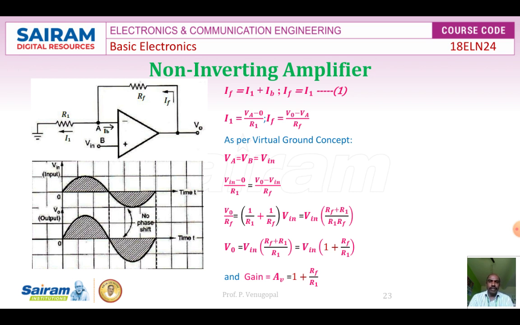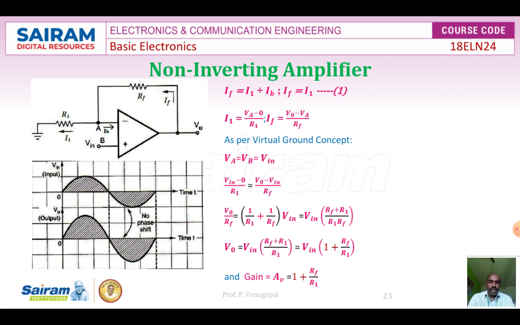Now equate these two values of the current in equation 1. You will get Vin by R1 is equal to (V0 minus Vin) by Rf. Now separate the Vin terms. You will get (1 by R1 plus 1 by Rf) into Vin, that is equivalent to V0 by Rf. Now take the LCM on the left-hand side. You will get R1 Rf as the LCM, then (Rf plus R1) by R1 Rf.